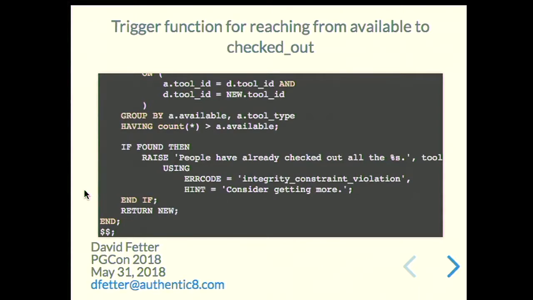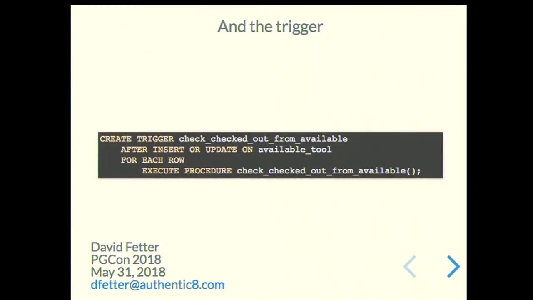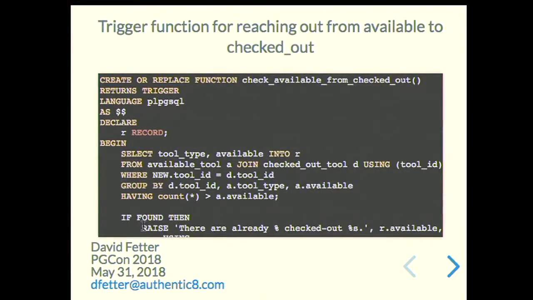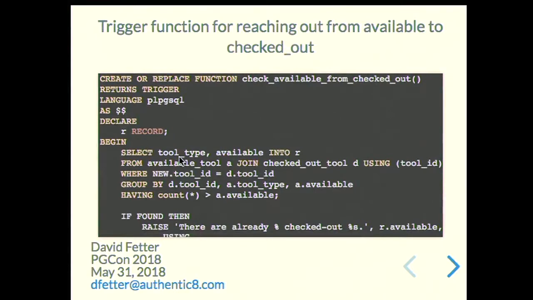That's where I'm up in the air, and I think we should keep moving because there's more to this. So here's the actual trigger, and then here's the trigger function for going the opposite direction. So when you're writing to checked out in some way, well, when you're doing an insert, really, or an update, because a delete couldn't cause you to violate your constraint, right? Did everybody get why that is? No, a delete on this table couldn't cause you to violate your constraint. Does everybody get why that is? Does anybody not get why that is? Okay.